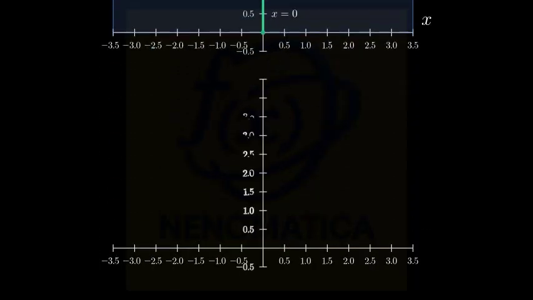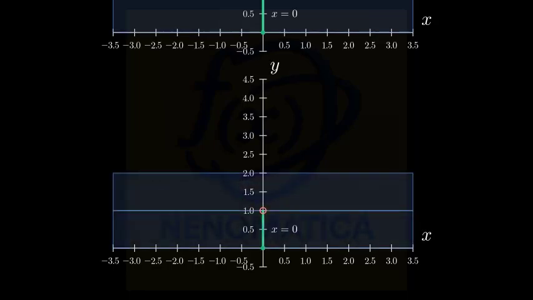Step 2. For y between 1 and 2, the floor of y is 1. Then x squared equals 1, so x equals plus or minus 1. We draw 2 vertical segments, one at x equals negative 1 and one at x equals positive 1, each from y equals 1, closed, up to y equals 2, open.